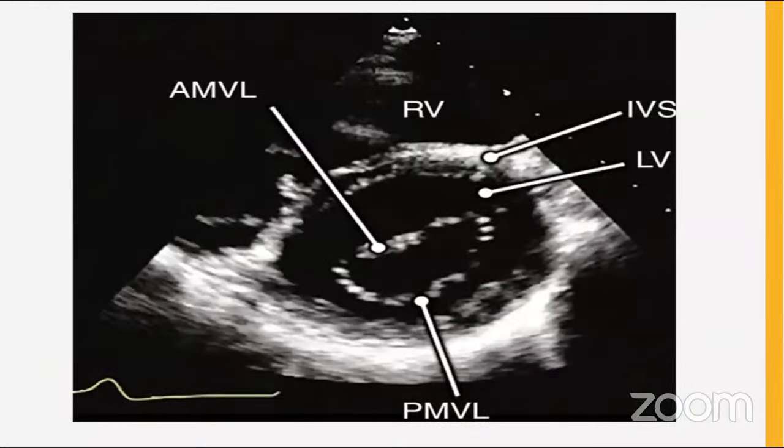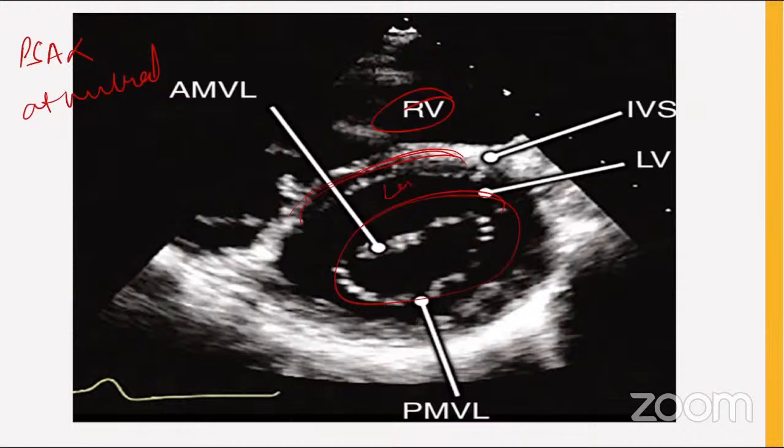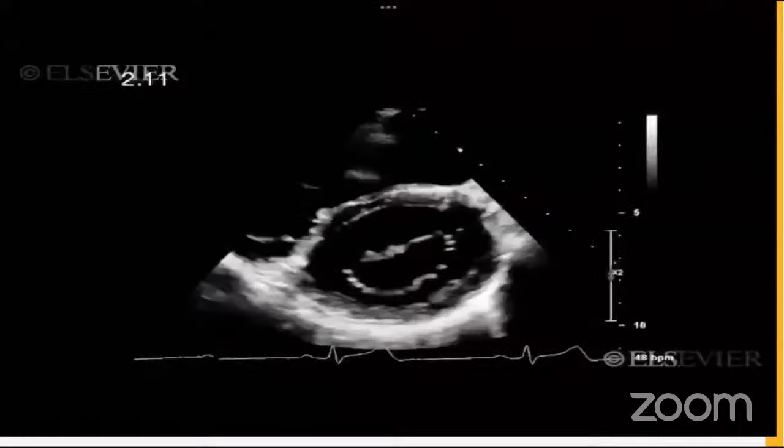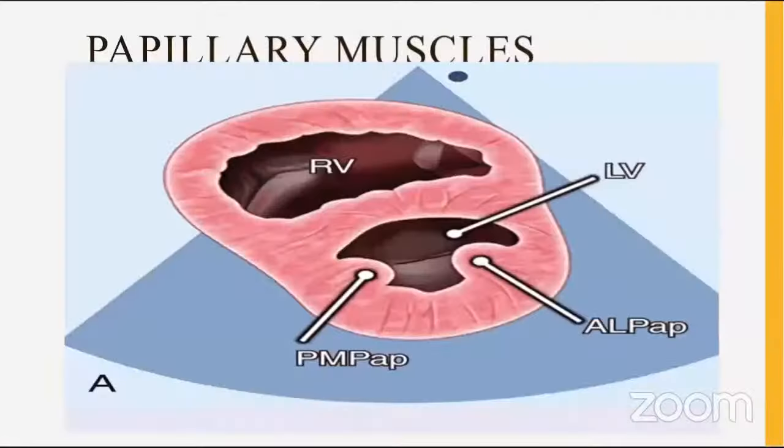Again, this is the echo view, P6 view at mitral valve level. You can see this bicuspid mitral valve in between, interventricular septum here. This is RV cavity, LV cavity behind this mitral valve. This was the video.